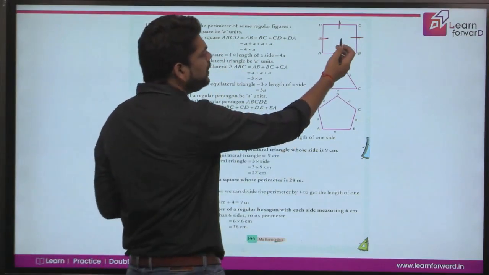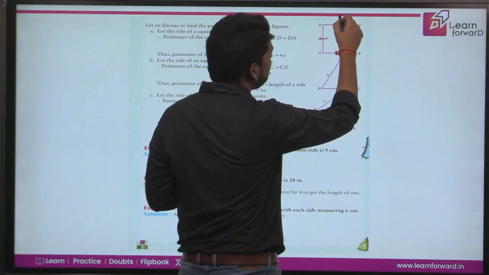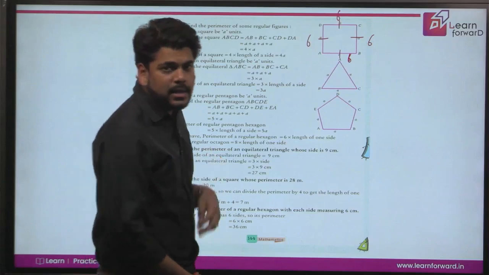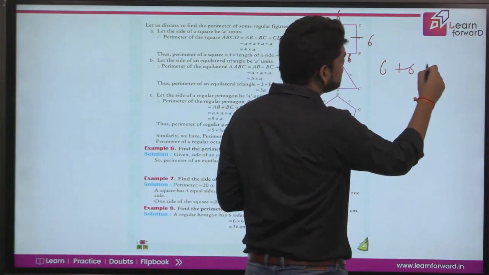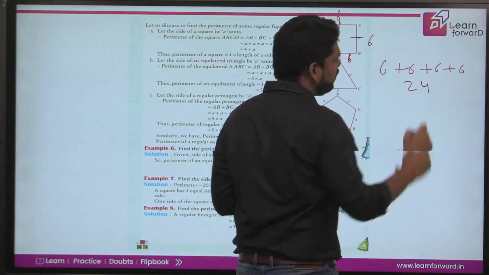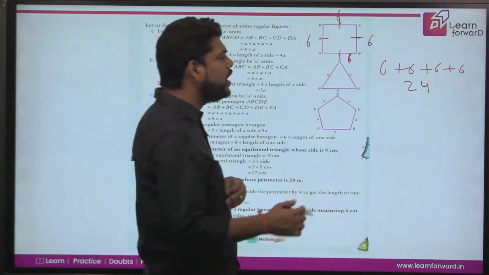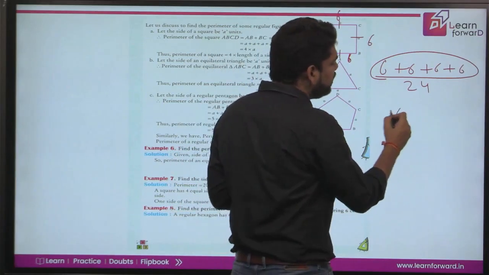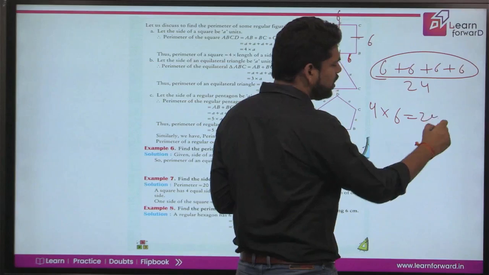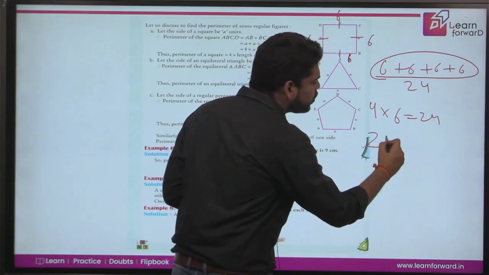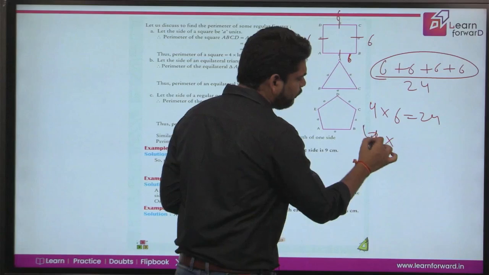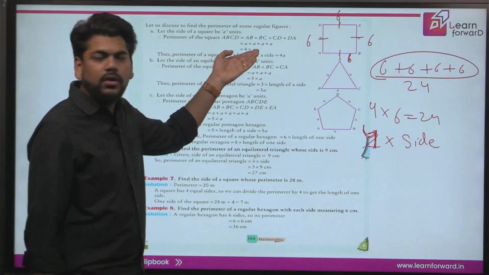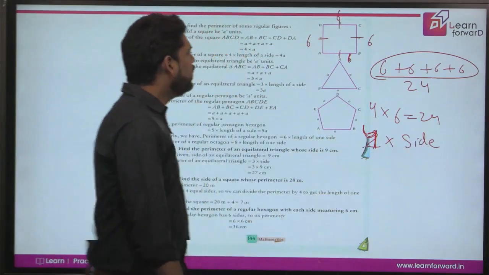Fine. So the perimeter of this, let's suppose the value of each side is 6, 6, 6 and 6 centimeter. So what is the perimeter? Add them all. 6 plus 6 plus 6 plus 6. Answer is 24. So instead of adding them, what can you do? 6 is being added 4 times and repeated addition is called multiplication. That's why you can do 4 into 6, answer is 24. Right? So the perimeter of a square is 4 into side. So the perimeter of a regular shape is 4 into side, where the 4 is the number of sides in a shape.